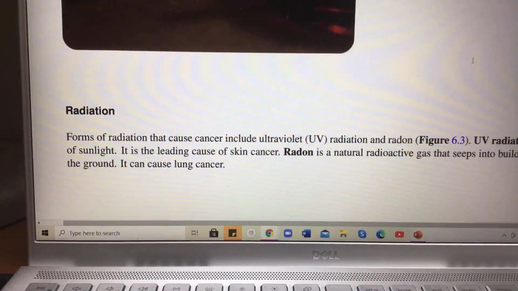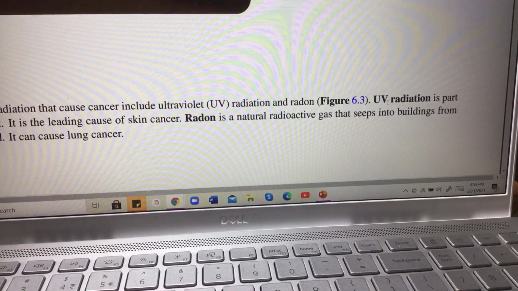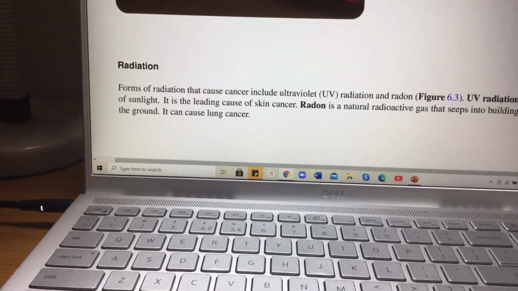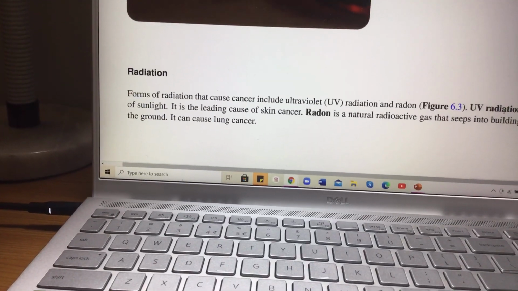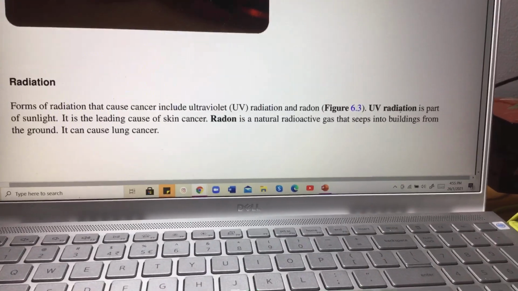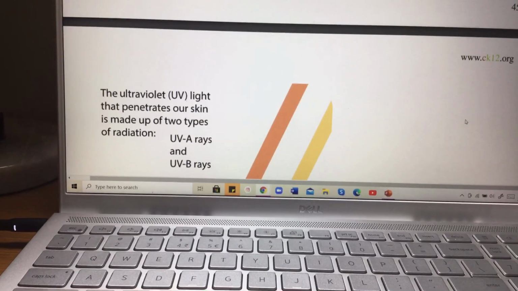Radiation. Forms of radiation that cause cancer include ultraviolet, UV, radiation, figure 6.3. UV radiation is a part of sunlight. It is a leading cause of skin cancer. Radon is a natural radioactive gas that seeps into buildings from the ground. It can cause lung cancer.